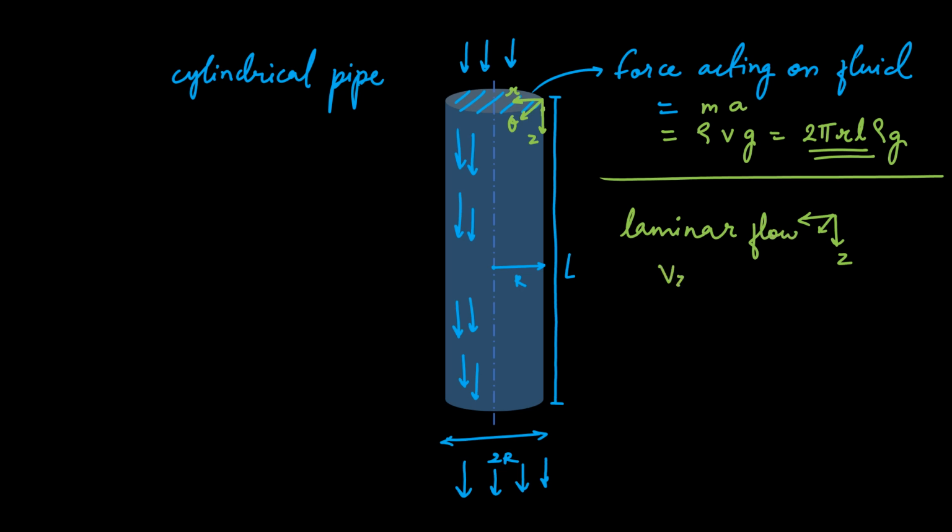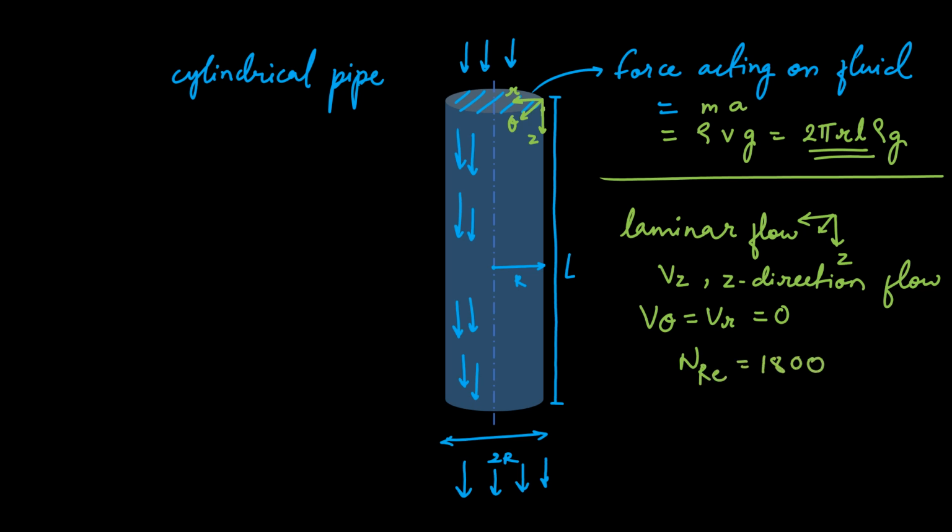So Vz exists, but V theta and Vr are equal to 0. Flow Vz is because of Z direction flow. Also laminar flow, Reynolds number 1800, and fully developed flow.